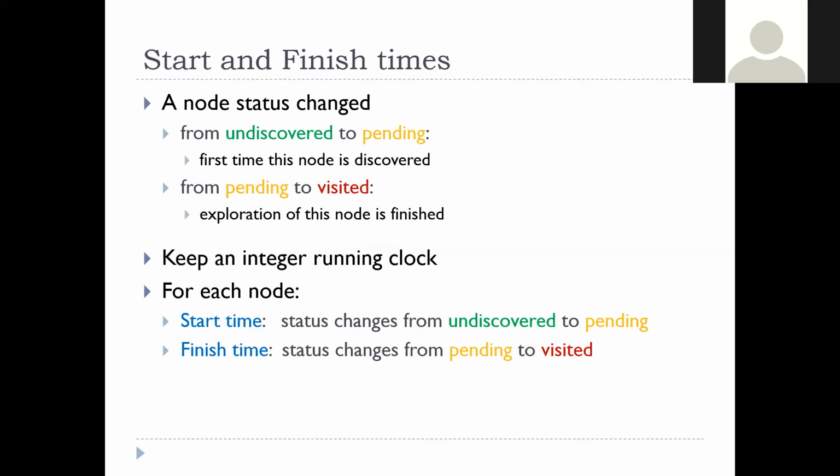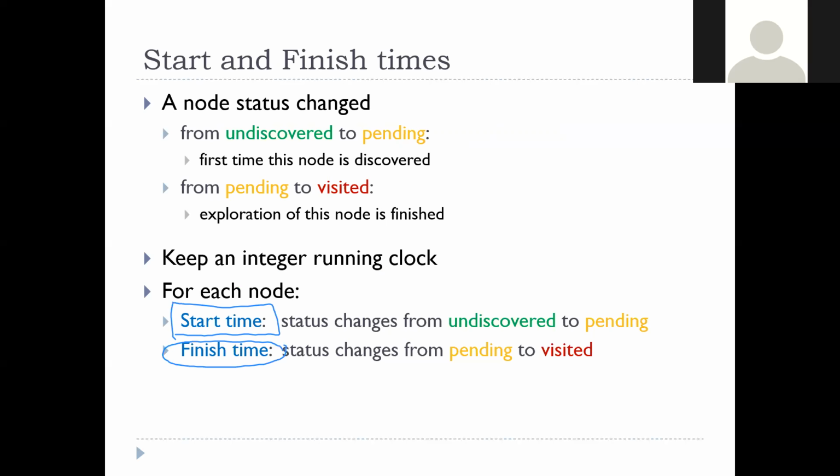What we can do now is keep an integer running clock during this DFS procedure. For every node, we record the start time, namely the first time that we discovered this node, which is when the status changed from undiscovered to pending. Then we also record a finish time for every node. This is the time that we finally finish exploring all the neighbors, and whoever they can reach, and then come back.